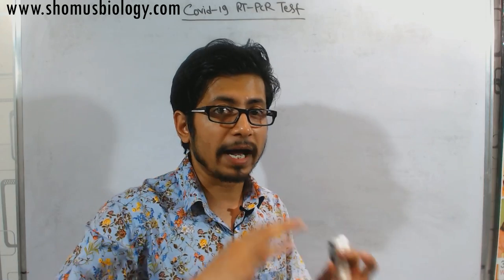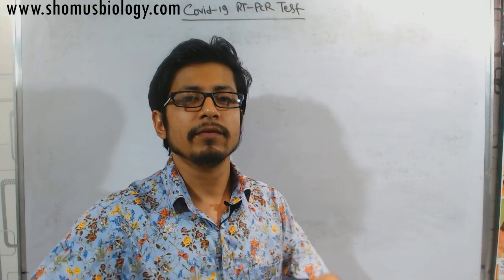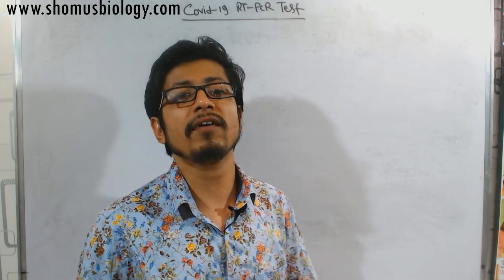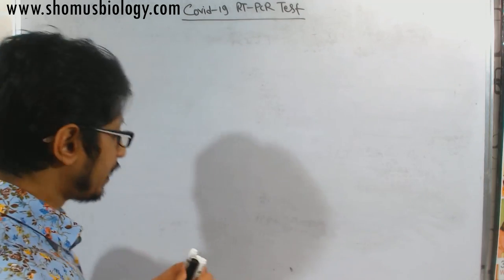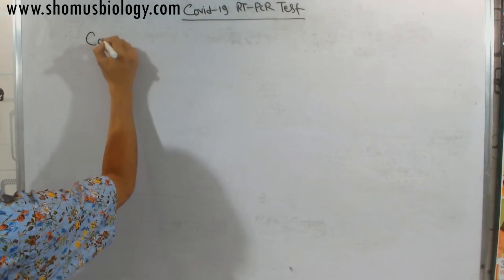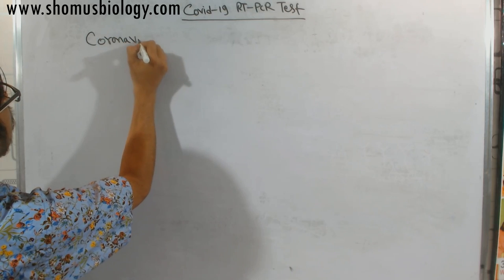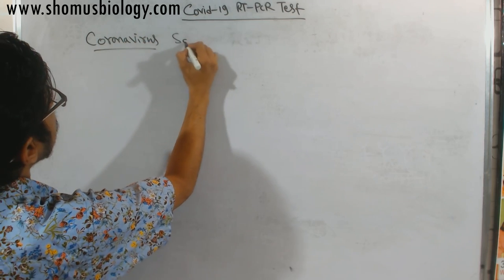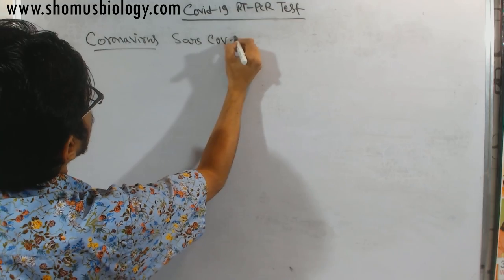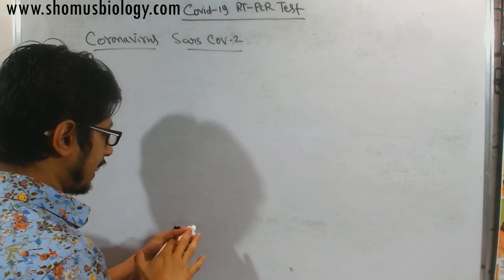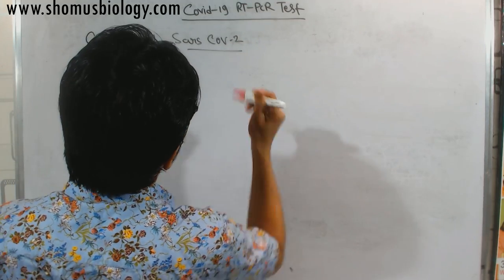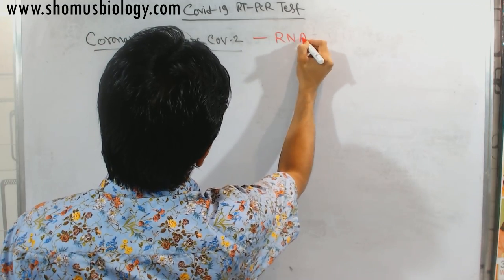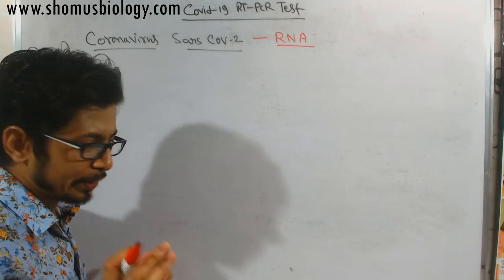But in case of viruses, they may have DNA or may have RNA as their genetic material. In case of the virus that we are talking about, that is the novel coronavirus, SARS-CoV-2, they have RNA as a genetic material. SARS-CoV-1 also had the same RNA as a genetic material. Now, what is the difference between DNA and RNA?